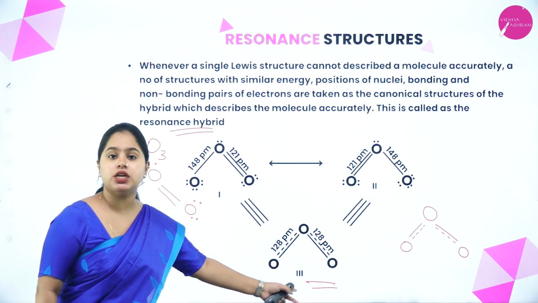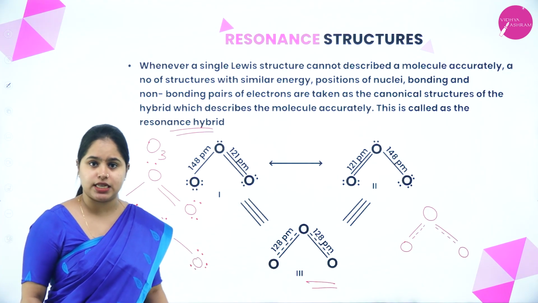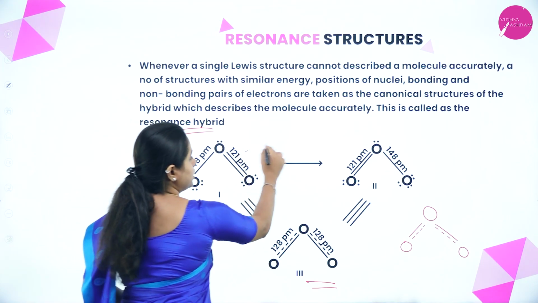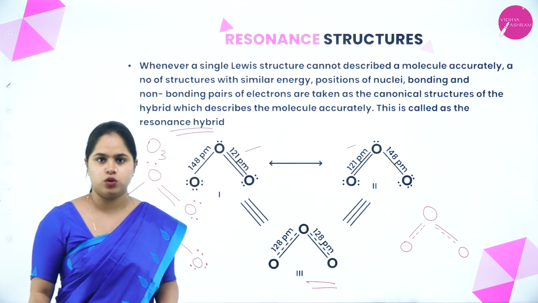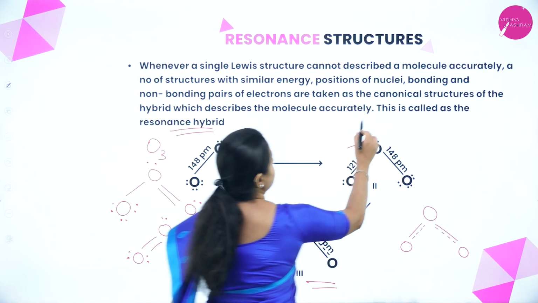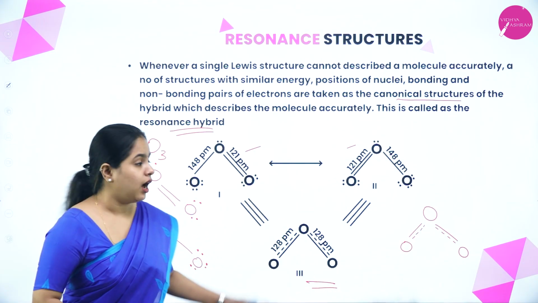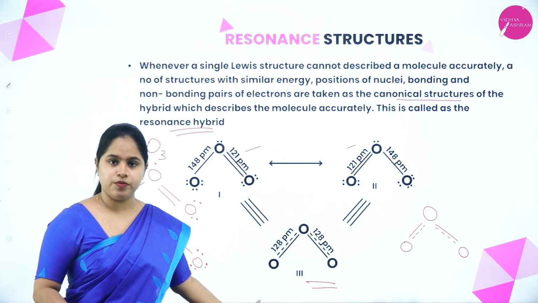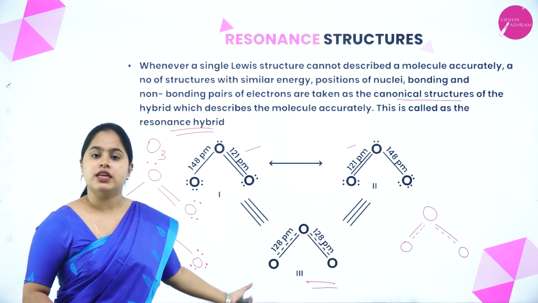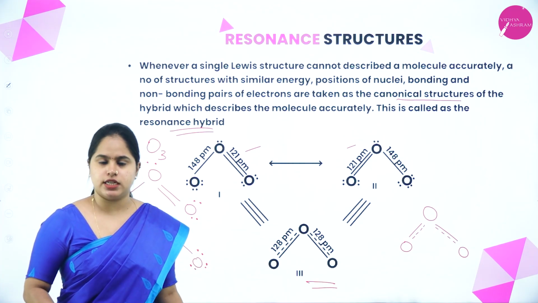So this structure, as you can see here, is the resonance hybrid, and the number of structures which are possible, that is 2 structures are possible for ozone. So these 2 structures are called canonical structures, and the hybrid that you get from these 2 structures is the acceptable structure here. This is called the resonance hybrid.